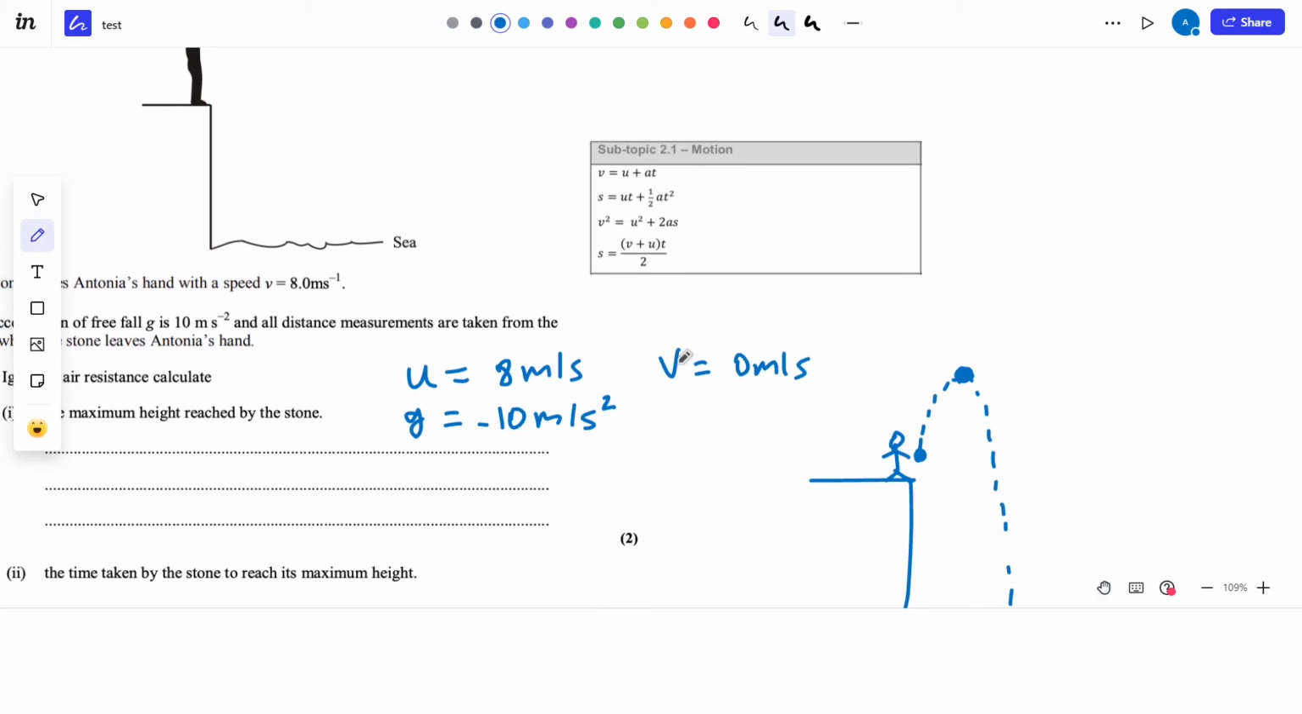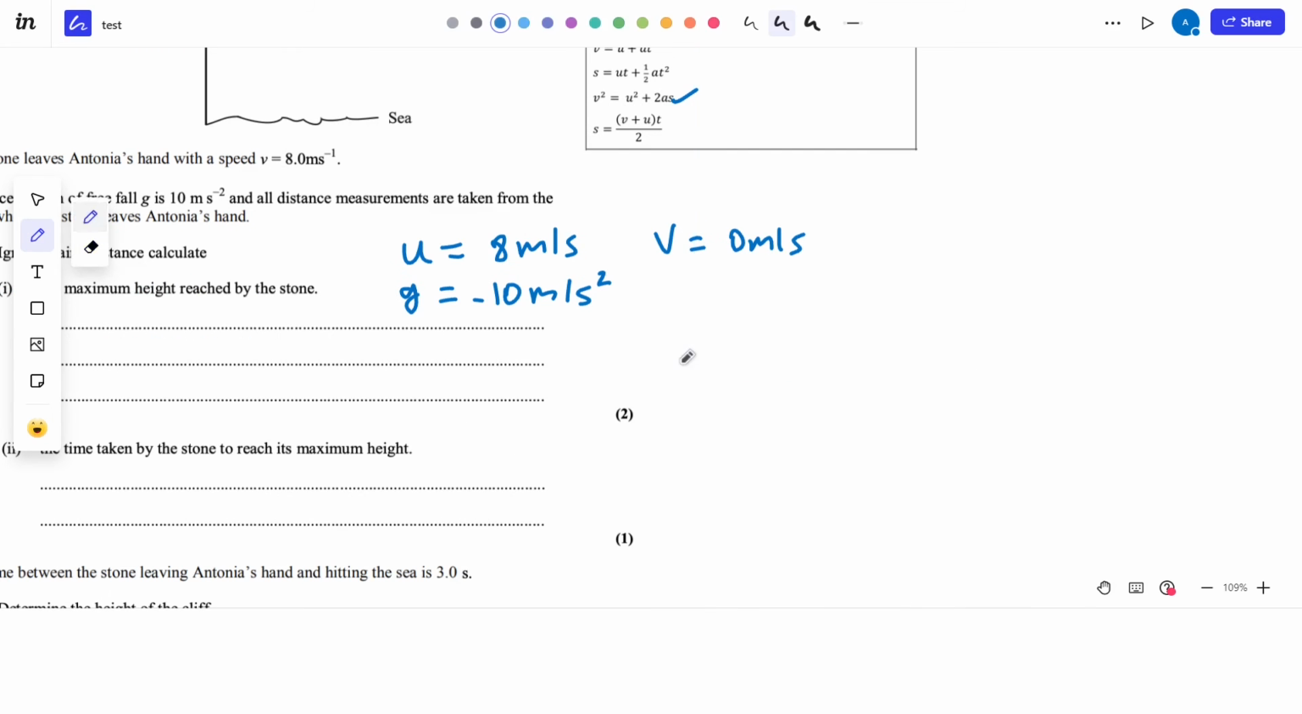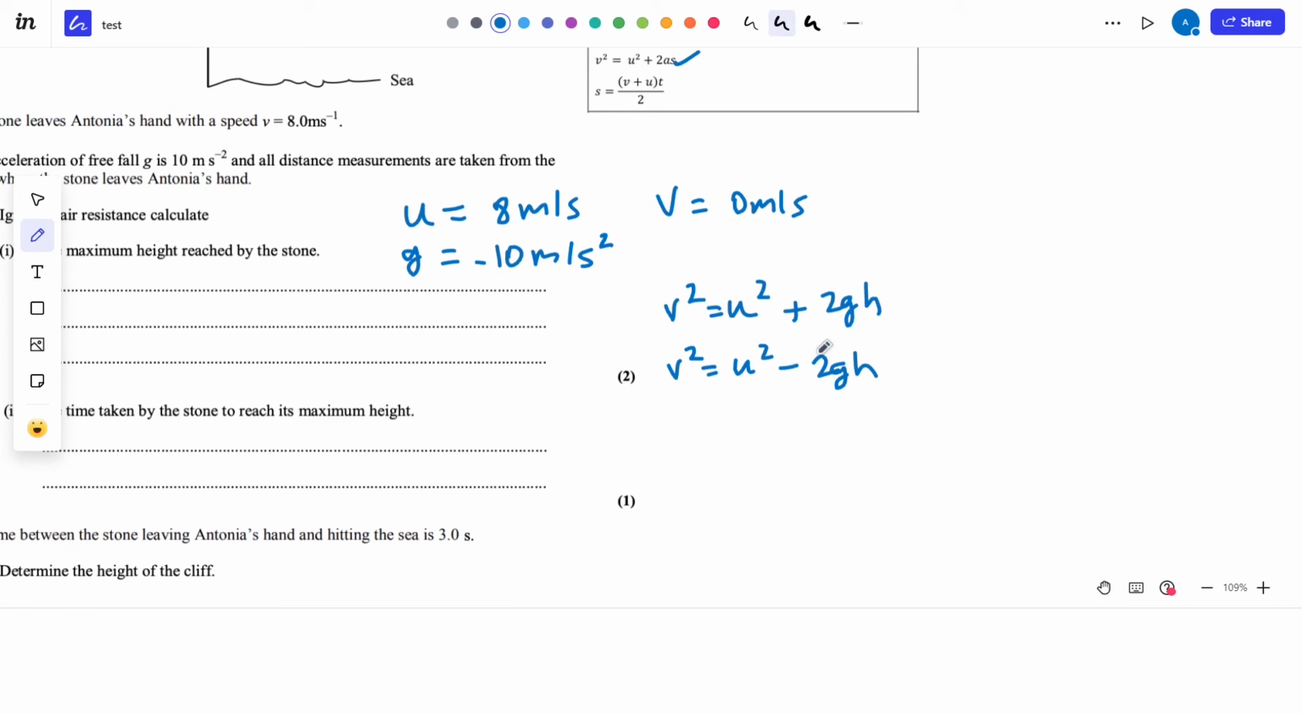So time is not provided. So we're going to have to find an equation without time, which is the third equation, v squared equals u squared plus 2as. So v squared equals u squared plus 2gh. But since we consider gravity as negative, we're actually going to rewrite this as v squared equals u squared minus 2gh. This is to make sure that this is actually applicable in this scenario.